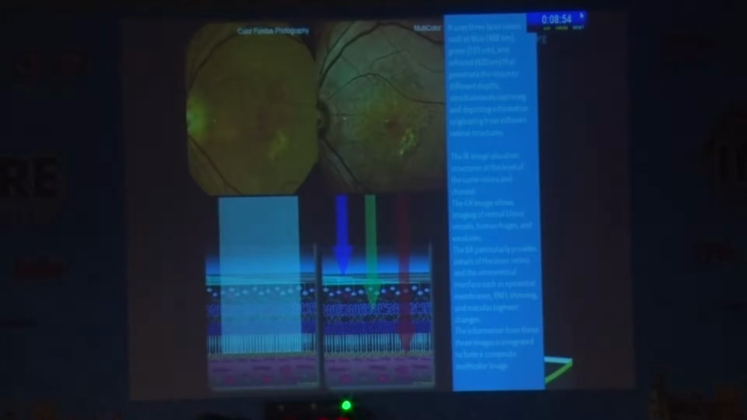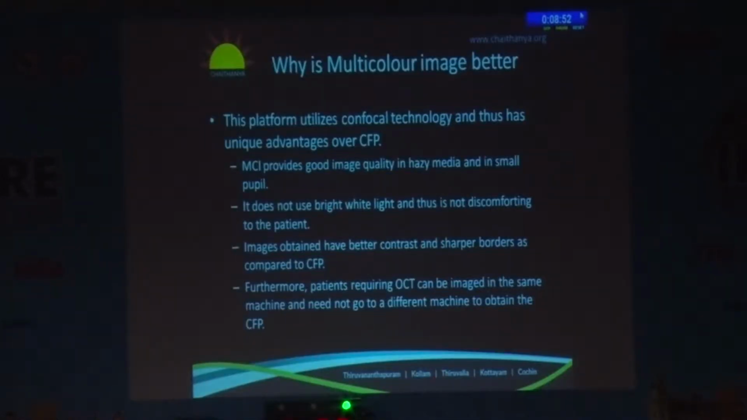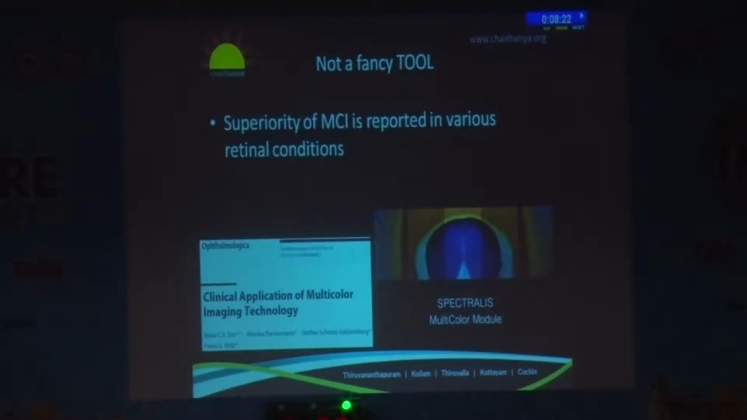So this is the basic principle of multicolor imaging. Now why is multicolor imaging better? This platform utilizes confocal technology and thus has unique advantages over conventional flash-based fundus photography. It provides good image quality in hazy media and in small pupil. It does not use bright white light and thus is not discomforting to the patient. The images obtained have better contrast and sharper borders compared to flash-based photography. And further, patients requiring OCT can be imaged in the same machine and need not go to a different machine to obtain photographs. So it is not a fancy tool.